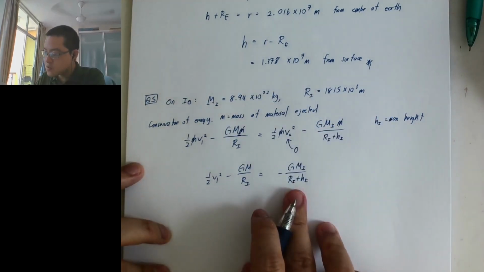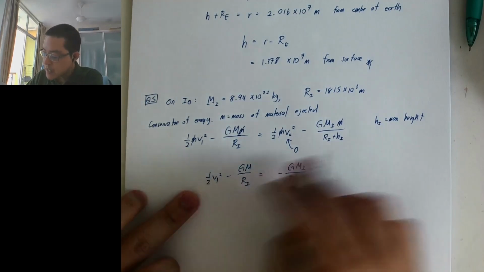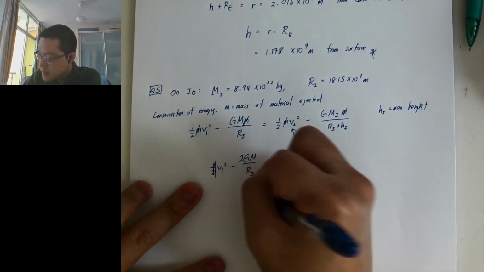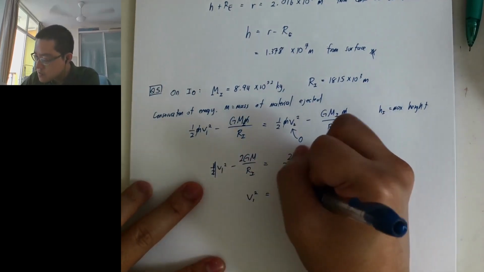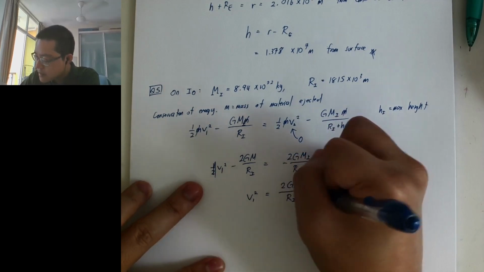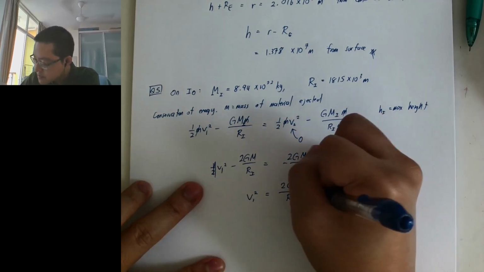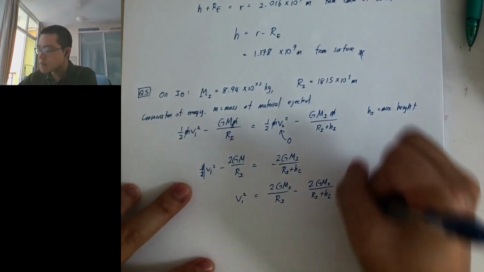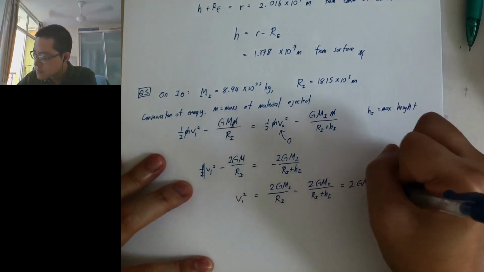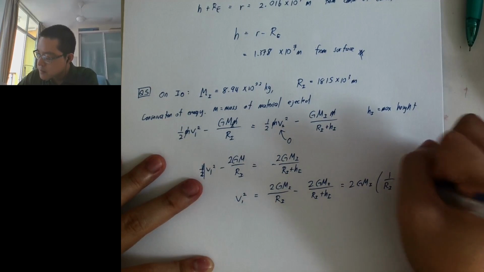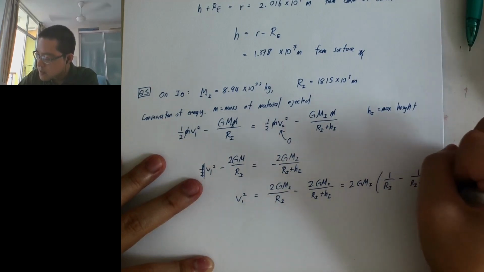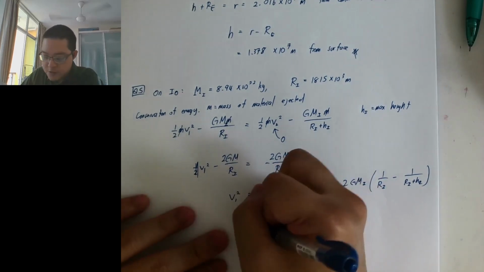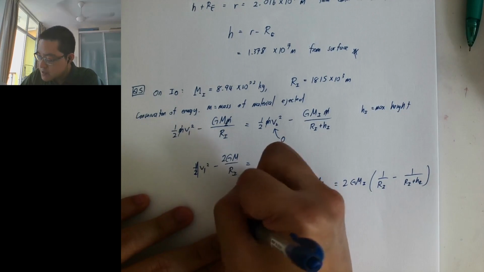So I just need to determine my initial velocity. I times 2 everywhere, so I take out the 2, and the initial velocity squared is 2GM over rI minus 2GM over rI plus hI. This is the mass of Io. So this is 2GM_Io times 1 over rI minus 1 over rI plus hI. By now you should be able to determine v initial squared.